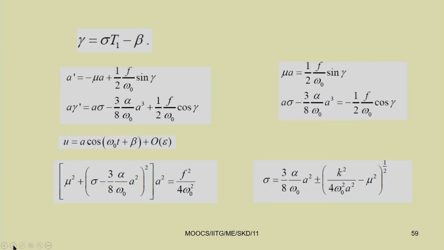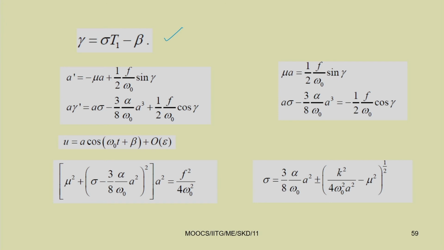So, substituting gamma equals sigma t 1 minus beta, you can write a dash equals minus mu a plus half f by omega 0 sin gamma, and a gamma dash equals a sigma minus 3 by 8 alpha by omega 0 a cube plus half f by omega 0 cos gamma.